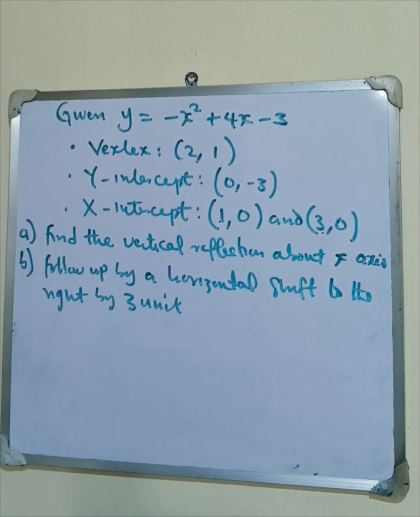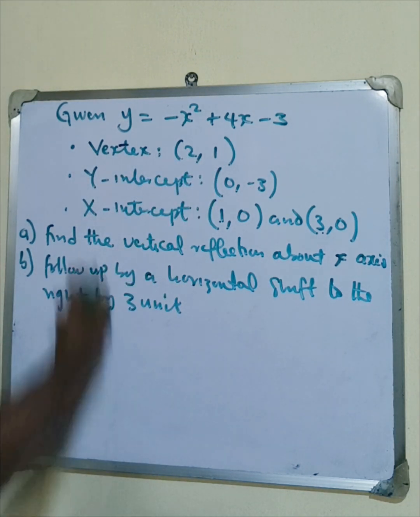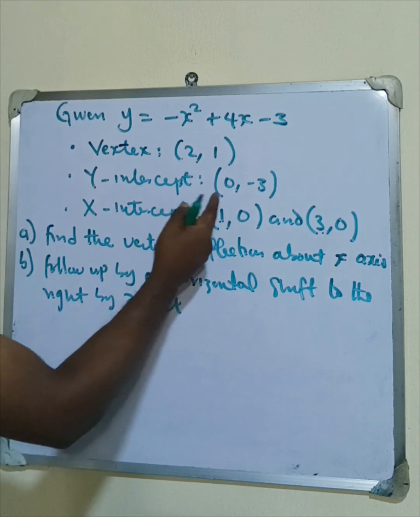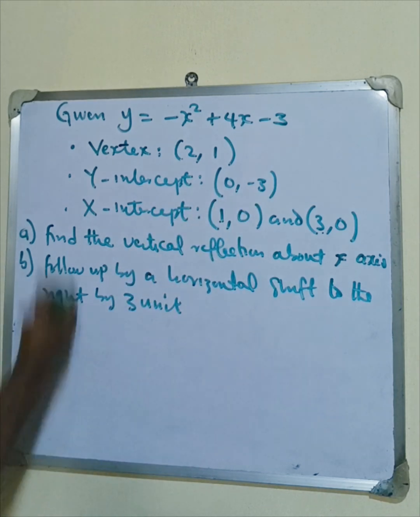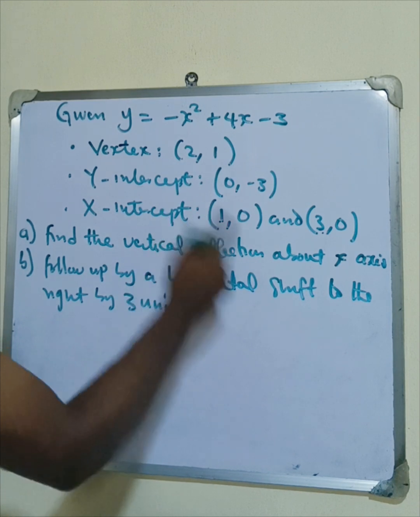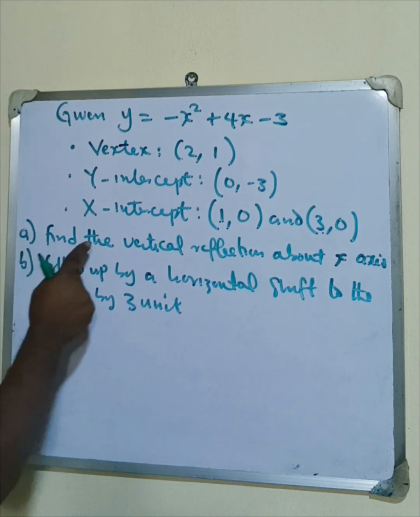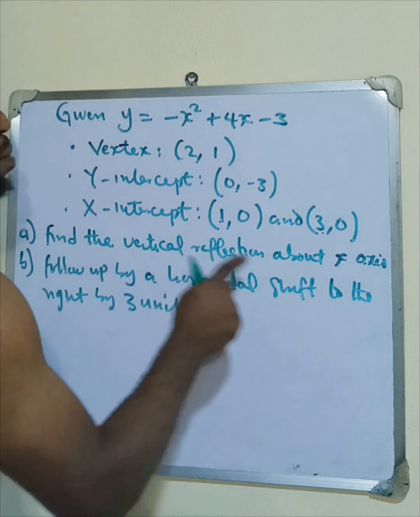Given y equals minus x squared plus 4x minus 3, the vertex is given as (2, 1). That is, x is 2, y is 1. Then you have the y-intercept, (0, -3). Then you have the x-intercepts, meaning when you solve this equation, you have x to be 1 and x to be 3. Then they say find the vertical reflection about the x-axis.